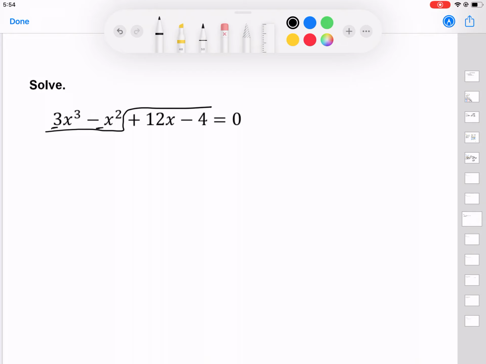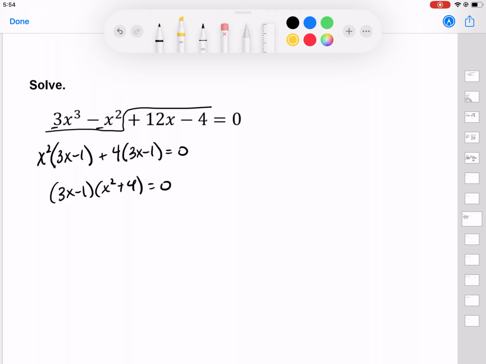So the greatest common factor of the first pair is x squared. Then I have 3x minus 1. Second, the greatest common factor of the second pair is 4, and I get 3x minus 1. I'm going to factor out that 3x minus 1, and then I have x squared plus 4. Now, it's tempting to want to factor this down more, but it's not a difference of perfect squares. There's addition right here. Therefore, I'm not going to factor it down more.